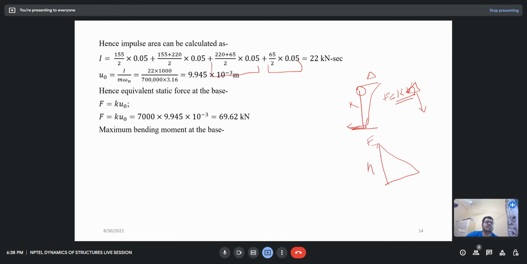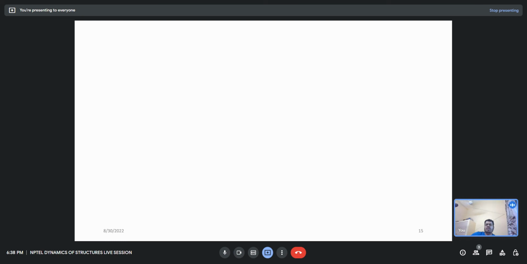So this is your F. So that will be F into H. If you calculate this, 69.62 multiplied by 45, it comes out to be 3,132.91 kilonewton meter. So this is the bending moment in this case. Now we are moving to another question.